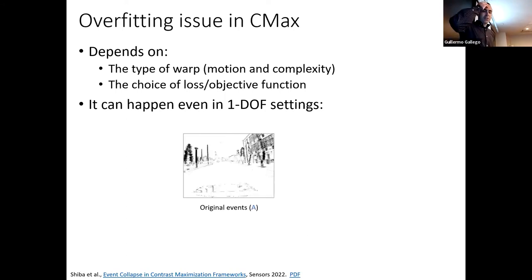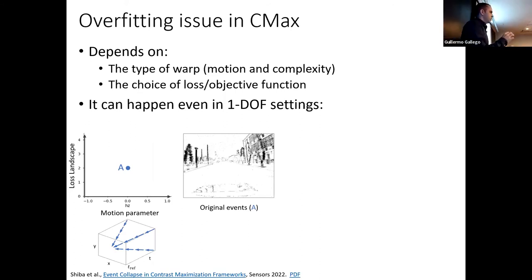And this 1 degree of freedom, imagine these events from the MVSEC dataset. It's driving here in Philadelphia, and you collect data and you warp the events according to zoom in, zoom out motion. So this is the approximation where you have just translational motion of the car in the Z direction, so the optical axis of the camera.